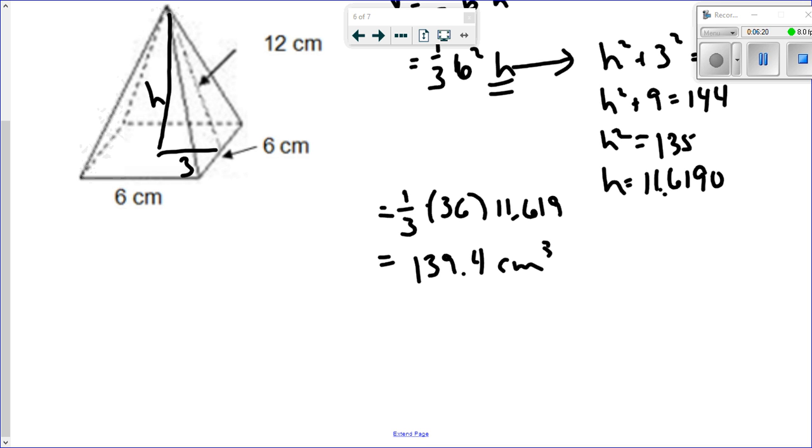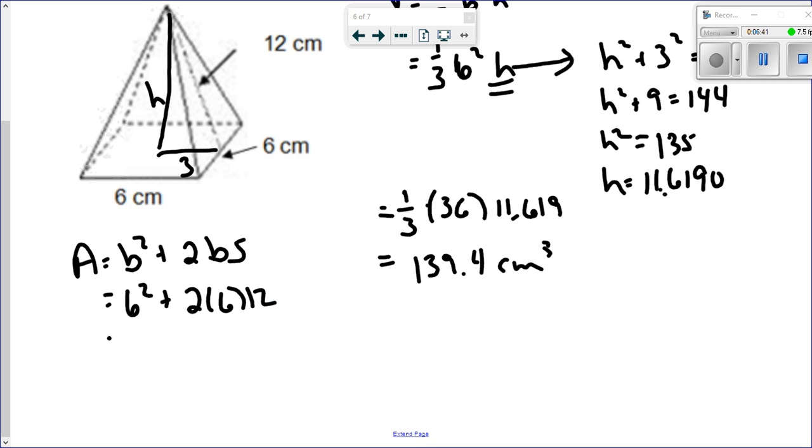However, this one actually is the easy one. Off your formula sheet, area equals base squared plus 2BS. I don't want to hear any comments about the BS. This is all wonderful stuff. 12 times 12 is 144.